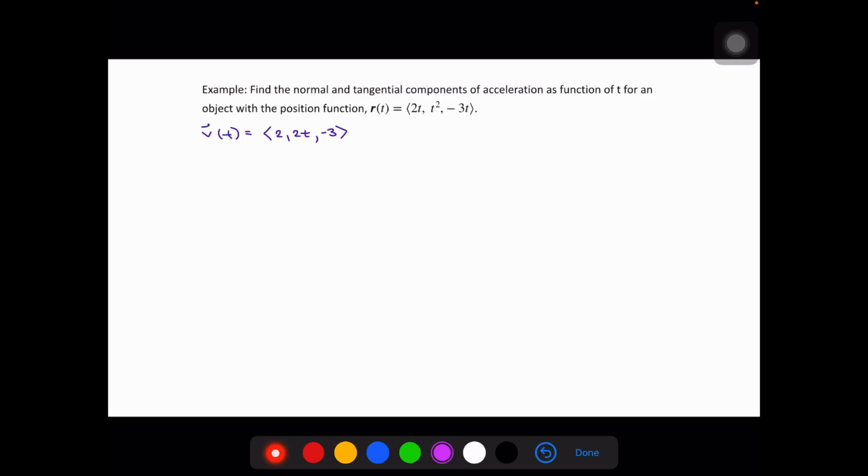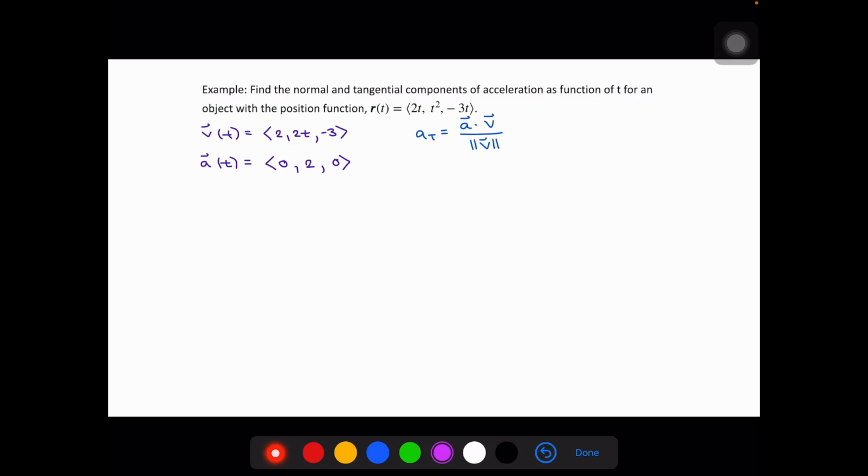So the very first thing I'm going to do is find my velocity function. And so I took the derivative of r of t. I got <2, 2t, negative 3>. And then I'll find my acceleration function by taking the derivative of velocity. So <0, 2, 0>.